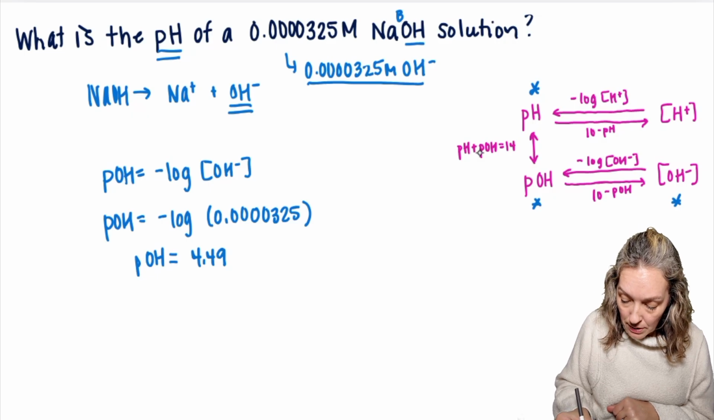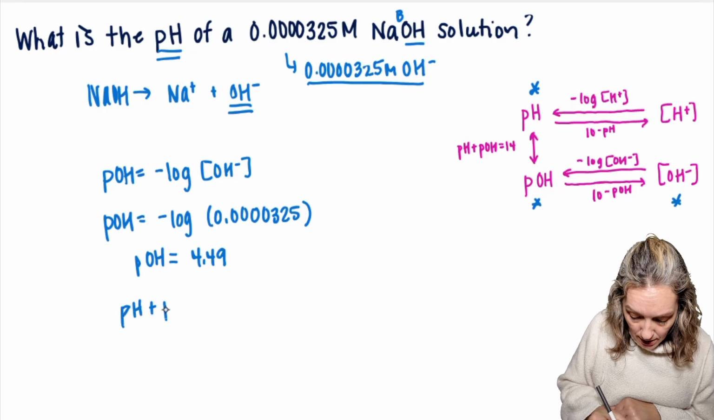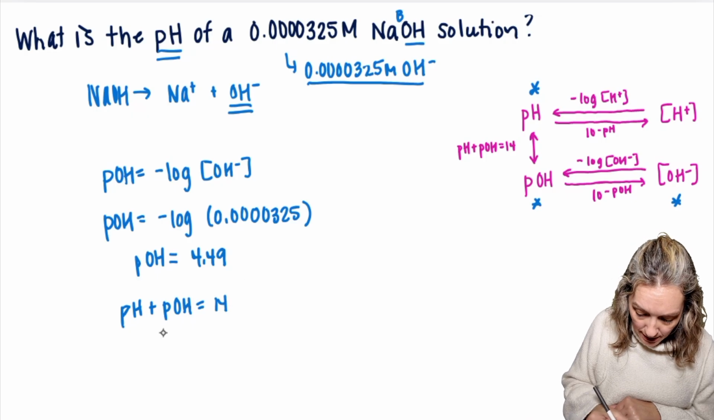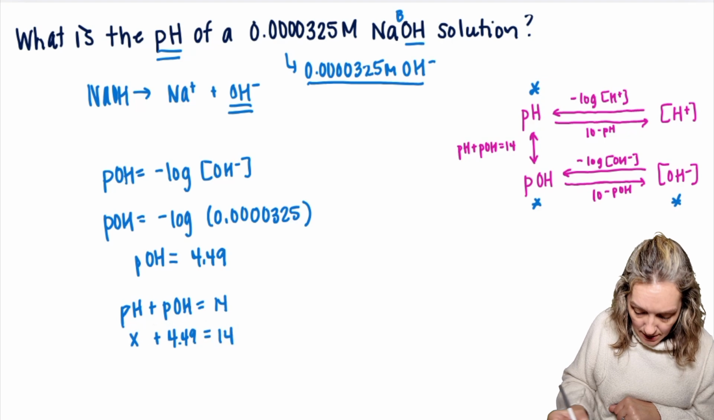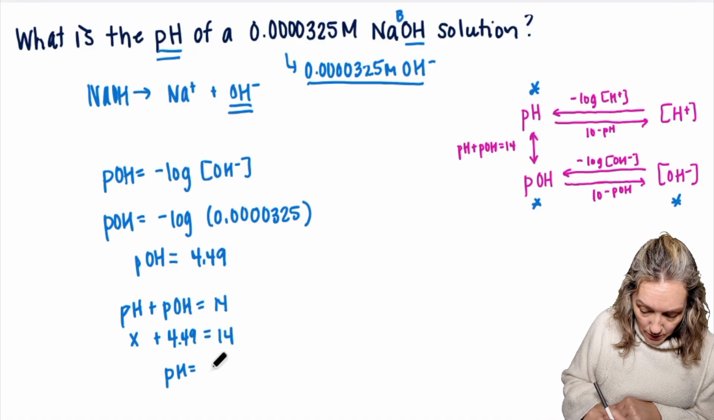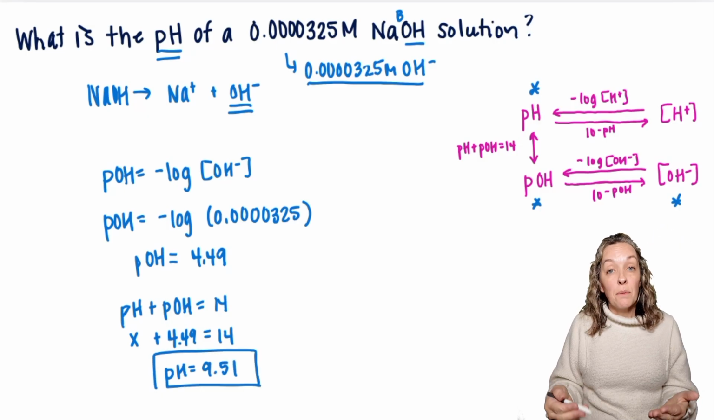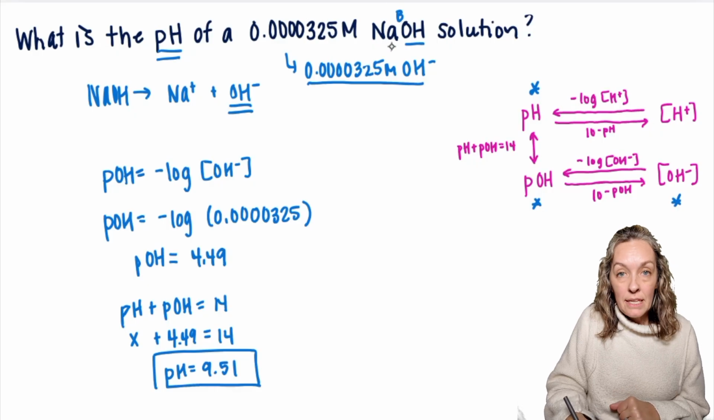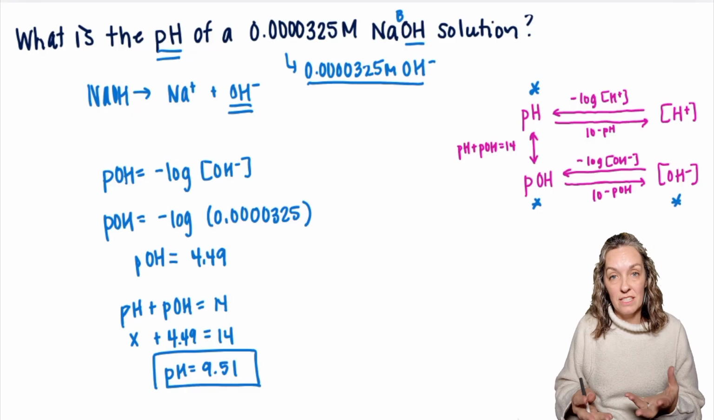My pH plus my pOH are always going to equal 14. So all I need to do is substitute in what I know, and I know my pOH is 4.49, and I know that when I add these two together, it is going to be 14. That means that my pH is going to be equal to 9.51. So this number makes sense. I know that this is a base, and on the pH scale, I expect a base to be above 7, and the pH is above 7.